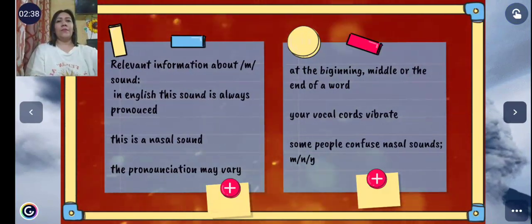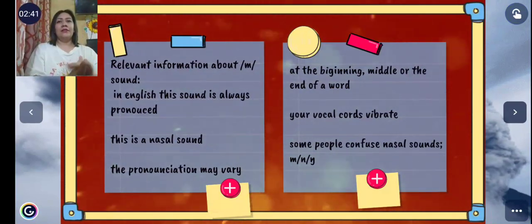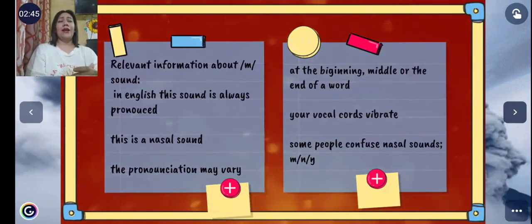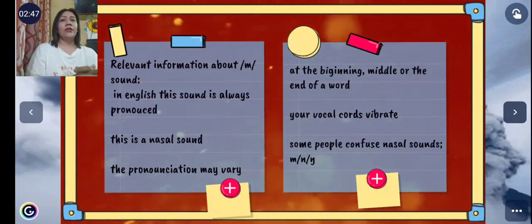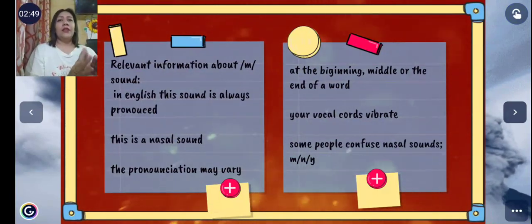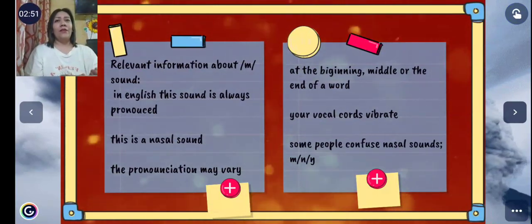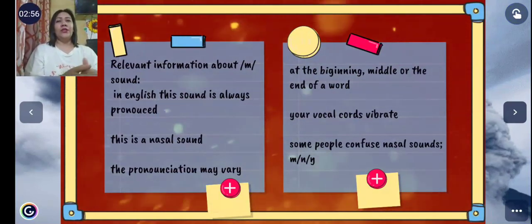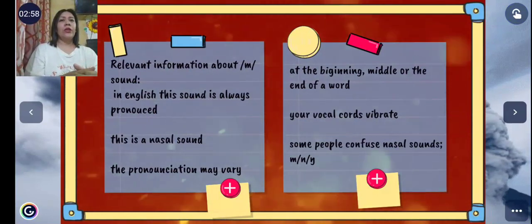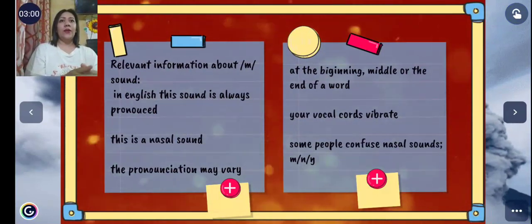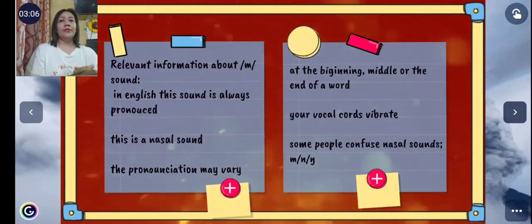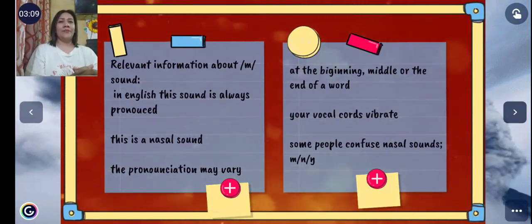Let's continue with more. This sound can be placed at the beginning, at the middle, or at the end of a word. For example, at the beginning we can mention mother or moon. At the middle we can mention swimming, camera or tomato. And at the end of a word we can say dream, gym, ham.